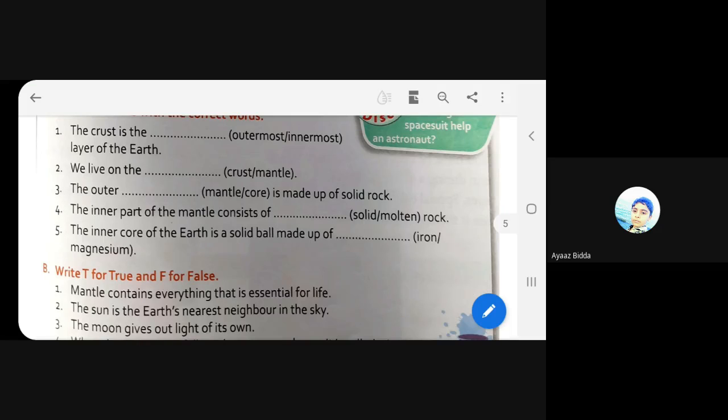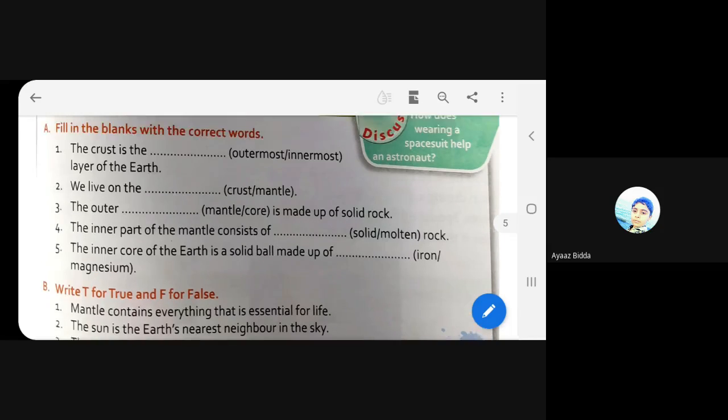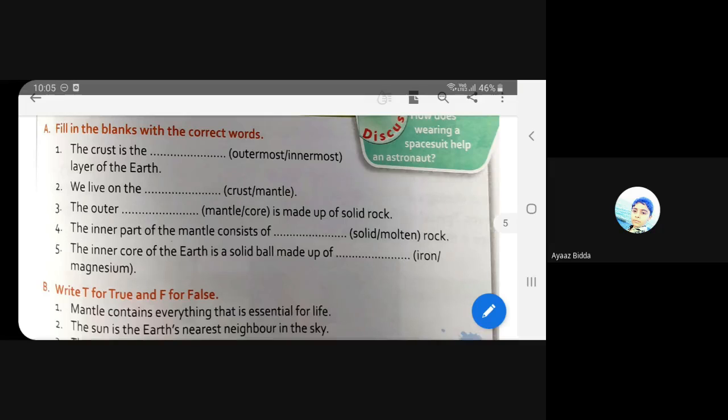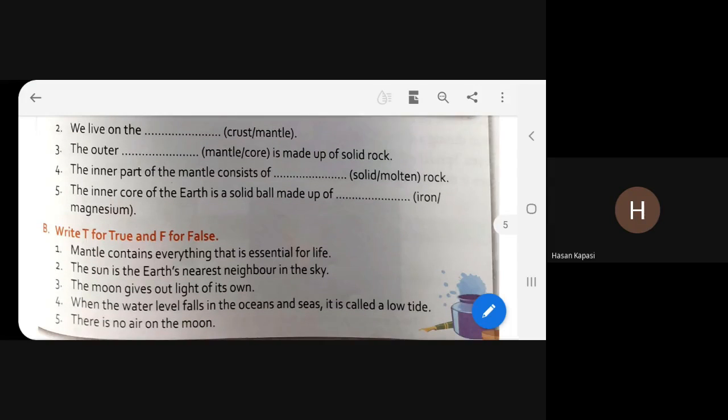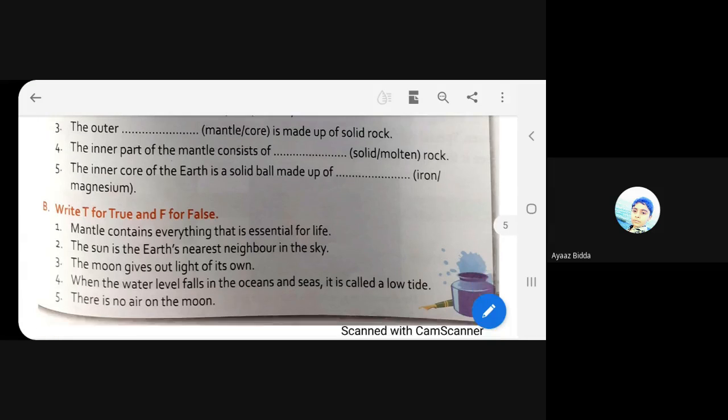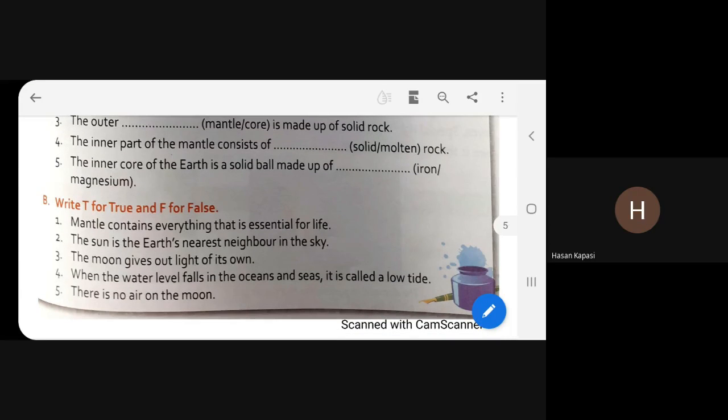Now, as we have learned, the mantle is divided into two parts. The outer mantle is made up of solid rock, and the inner part is made up of molten rock. So here is the question: the outer dash is made up of solid rock. What is the correct answer? Mantle. Yes, the outer part of the mantle. Now it's easy for you to give the answer. The inner part of the mantle is made up of molten rock.